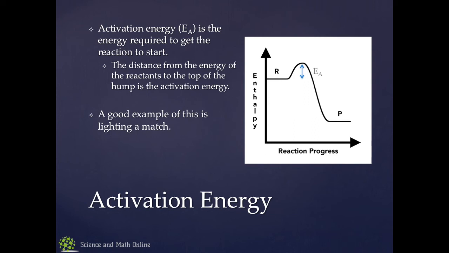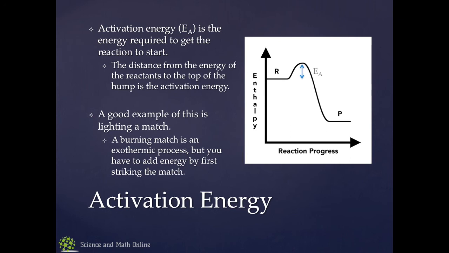So a match is a great example of this. A burning match is an exothermic process, but you have to strike the match first. And in striking the match, using that friction, you are adding energy to the match in order to get it to ignite. And then once it ignites, the reaction is exothermic and goes downhill and gives off energy after that. But you have to add energy in first.